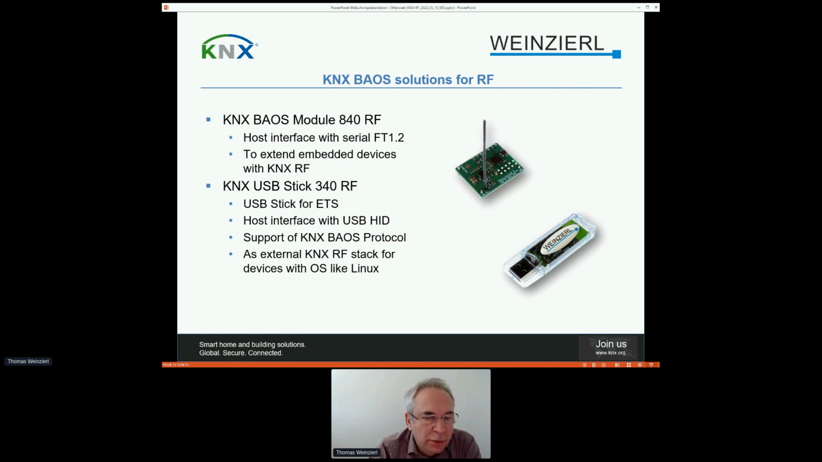This means you can use this stick as some kind of external Knx Rf stack for devices with an operating system like Linux. So if you have maybe a boiler or a heating system running as a control system on Linux and typically has a USB connection, you just connect the stick 340 and you can add an ETS entry for your device, and your device is fully Knx connected with ETS support and also can be certified without touching the hardware of your device.